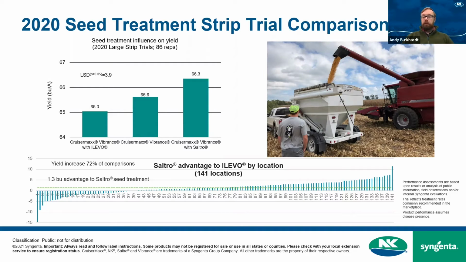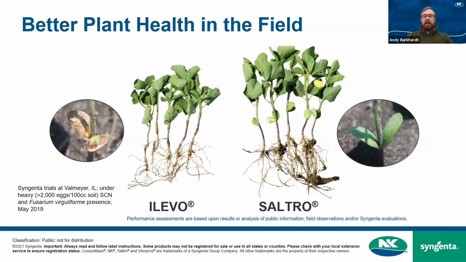When we further narrowed our focus to just Saltro versus Alivo, we did observe a significant 1.3 bushel advantage to Saltro over Alivo. Out of those head-to-head comparisons, we had a win rate of 73% with Saltro. So in a year where we didn't have a high SDS pressure, why do we see this difference between these two seed treatments? And the answer is phytotoxicity.